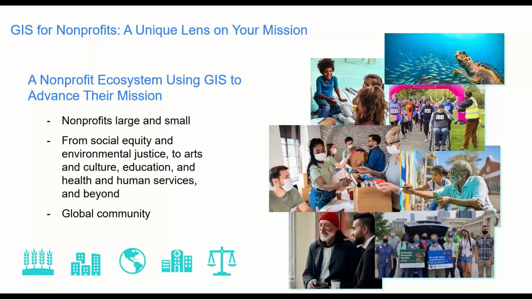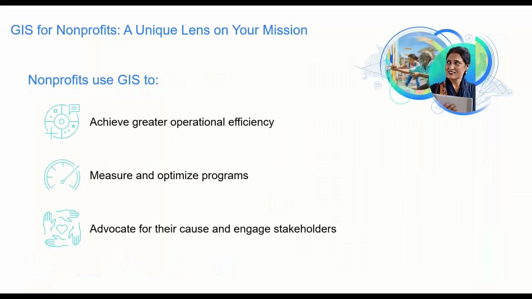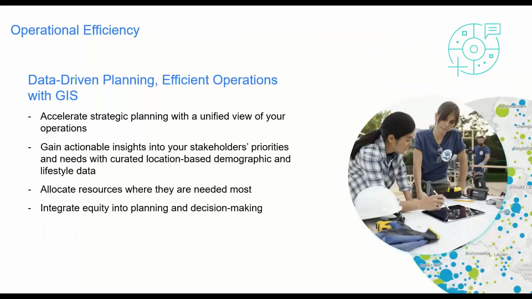Nonprofits of all sizes and across a wide range of focus areas, from social equity and environmental justice to arts and culture and youth services and beyond, use GIS and build vibrant global communities and ecosystems. Specifically, nonprofits use GIS to achieve greater operational efficiency and improve resource allocation, to measure and optimize their programs, and to advocate their cause and engage stakeholders. As mentioned, today's focus is on operational efficiency. So what exactly do we mean by operational efficiency?